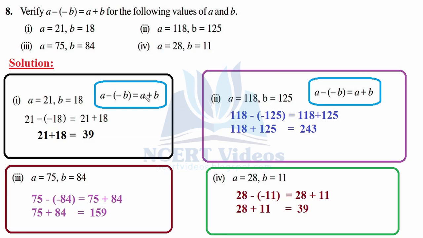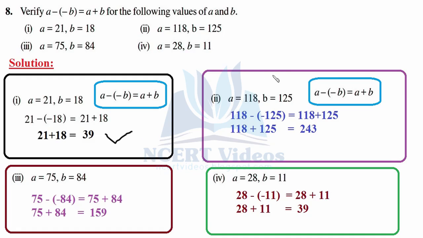Minus minus is plus. So 21 plus 18 gives you 39. Hence it is verified. You can see here minus minus is plus. Left hand side is equal to right hand side. This is your right hand side, and when you add 21 plus 18, it is equal.